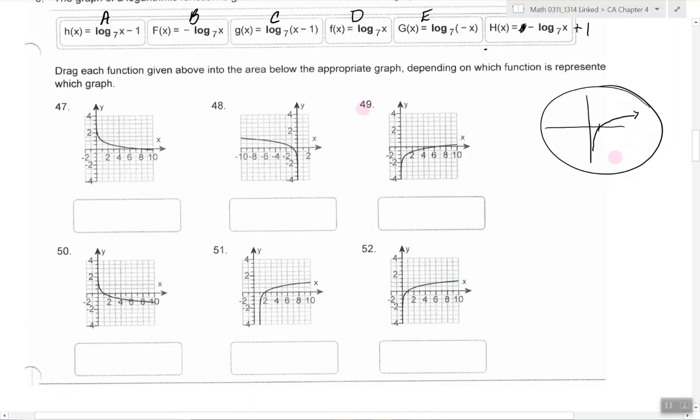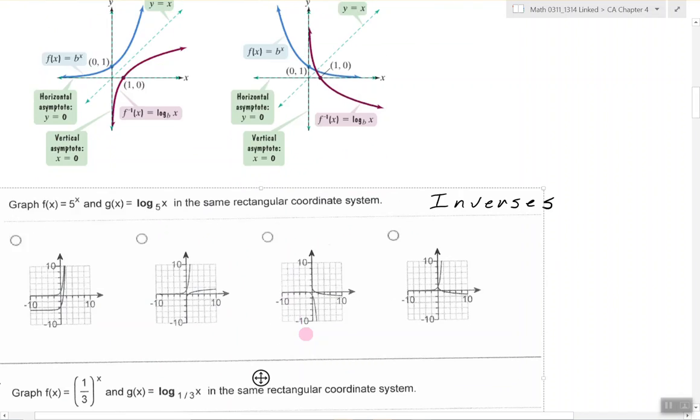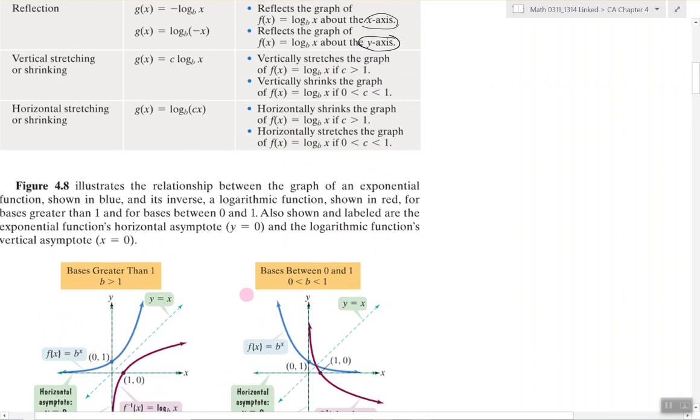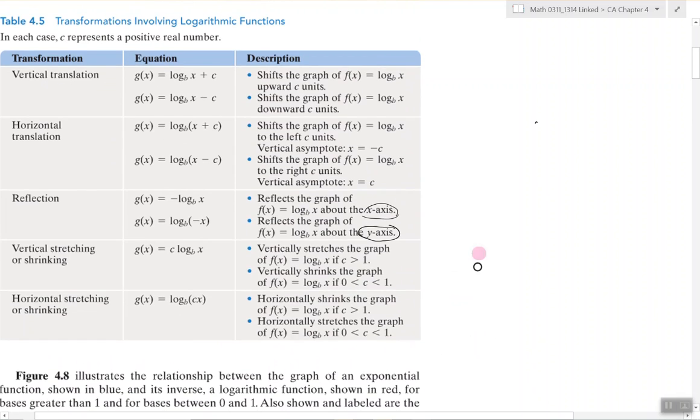You also need to, I'm going to go back to the notes, and you may want to pause the video and write some of this down. A vertical translation, a vertical shift, takes place when you add a constant or subtract a constant outside of the log expression. Sometimes the c will be written in front as c plus logarithm. If you add, it goes up.